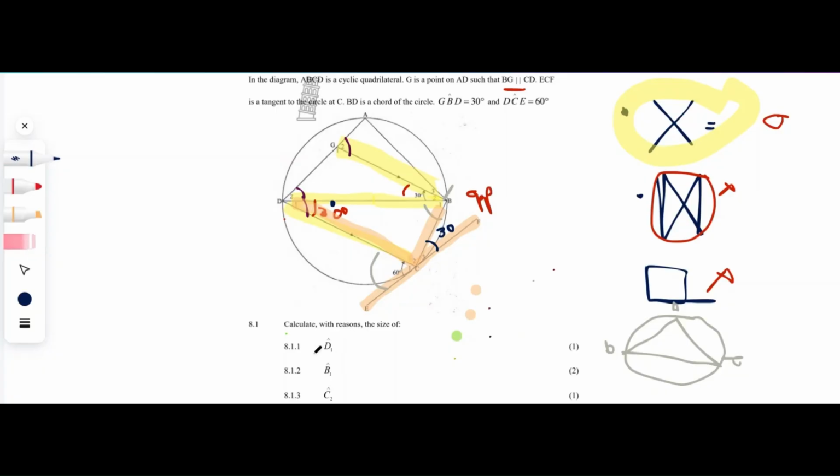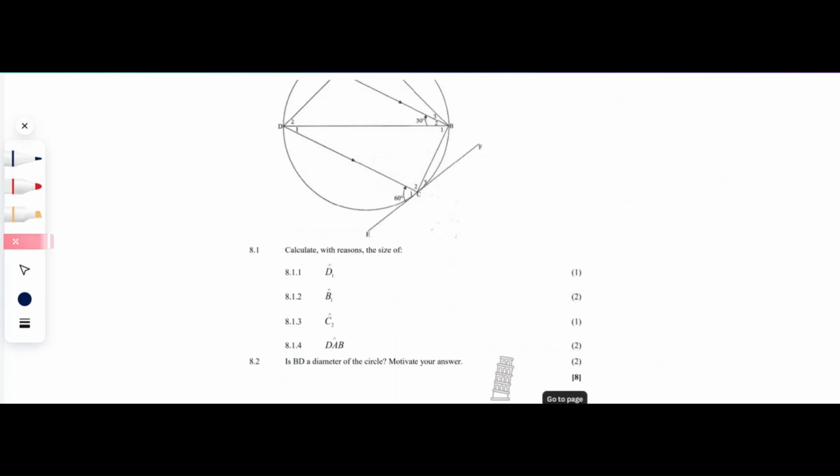Now let's go on to 8.1.1. Calculate the size of D1. We've marked off D1 as being equal to B2, remember, because of alternating angles. That was pretty simple. We know that D1 is equal to B2. We've literally marked them off in red. D1 is equal to B2 because of alternating angles, and we know B2 is equal to 30 degrees.